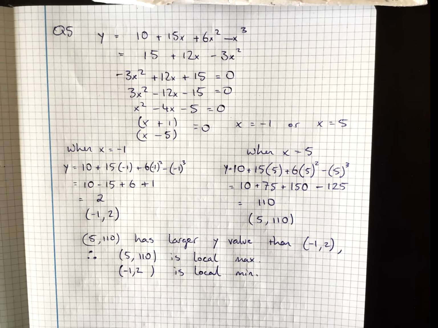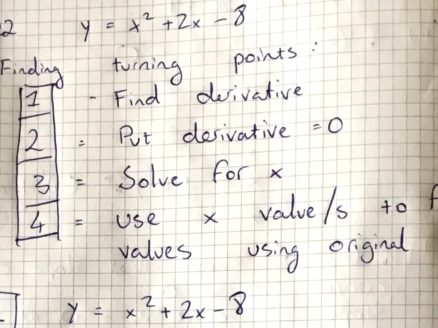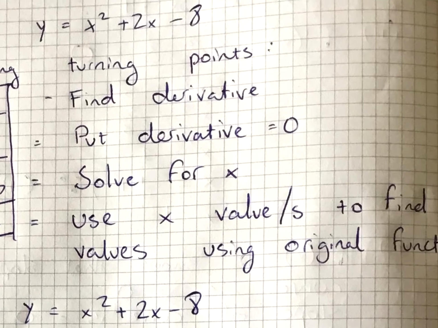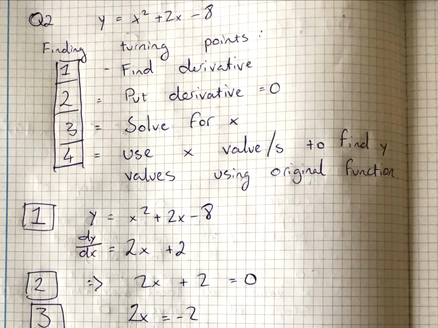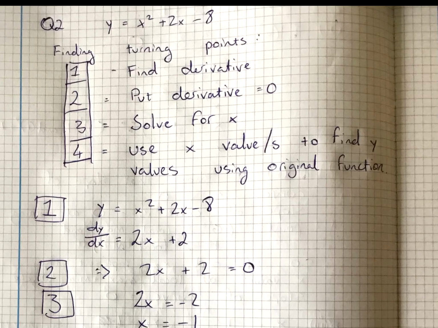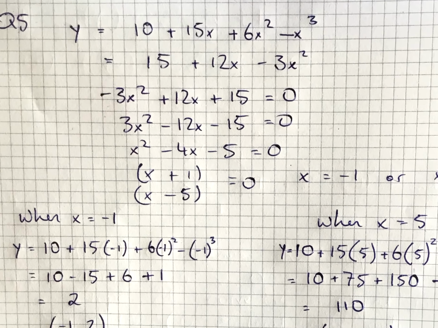So I'm following the same process as I did in question 2. Let's look at those rules once more. I find my derivative. I put my derivative equal to 0. I solve for x, and then I use those x values to find y values. Okay, now in this case, I'm going to have 2 x values, if you recall. So let's see how we got there.